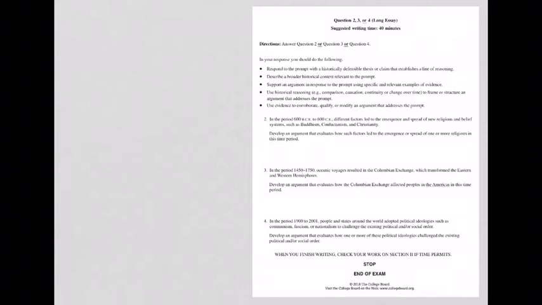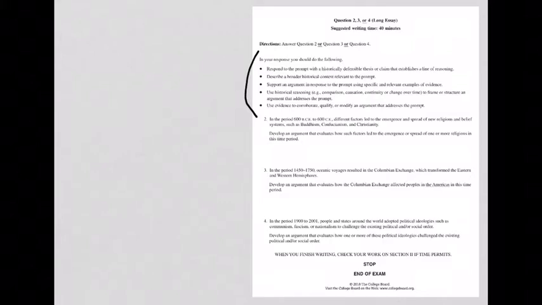And in this, we must do certain things. It's going to tell you right up here what we should do. These are things that you already should know. None of these are things that should be brand new to you when you get to the test. So what we're going to do, we're going to respond to the prompt with a historically defensible thesis or claim that establishes a line of reasoning. You guys already know how to do that. Then we're going to describe the broader historical context relevant to the prompt. We've been practicing with that all year.